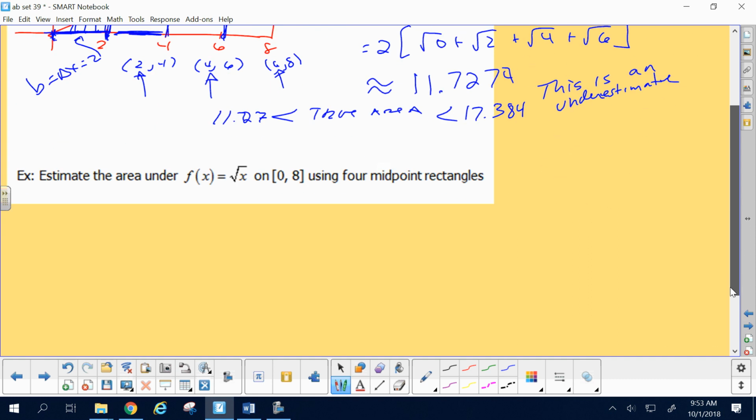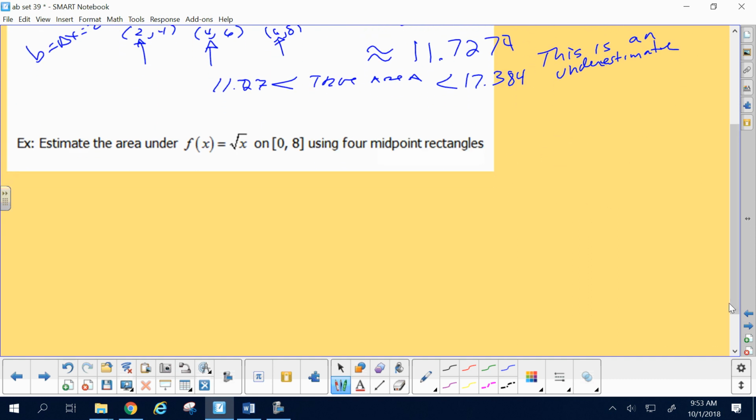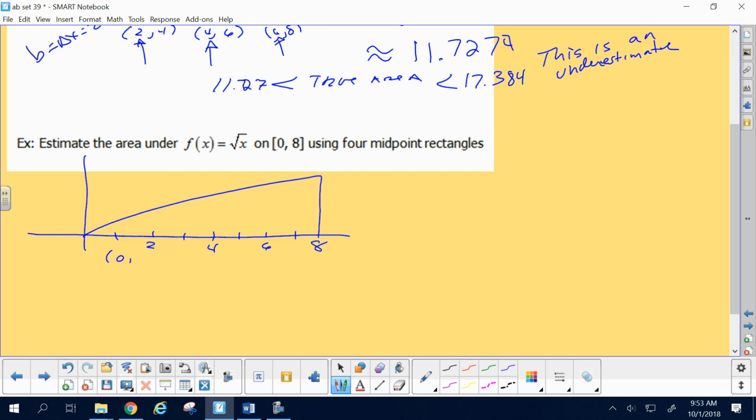Last but not least, using 4 rectangles, we're going to go midpoint. Now this is midpoint x. Draw yourself a picture, 0 to 8, and you might actually show all 8 marks. You'll need it. Okay. So the first region from 0 to 2, what's the midpoint between 0 to 2? 1. We're going to actually use then f at 1 to draw a height.